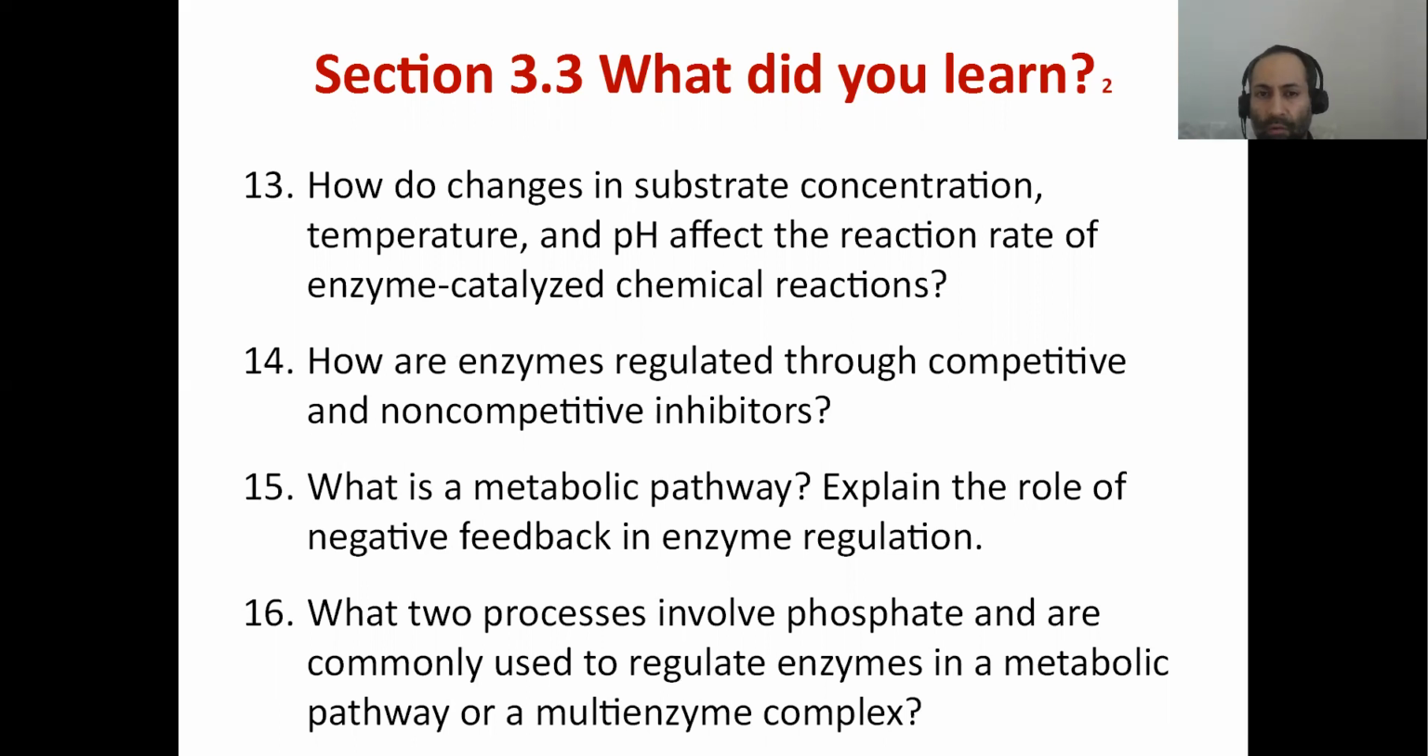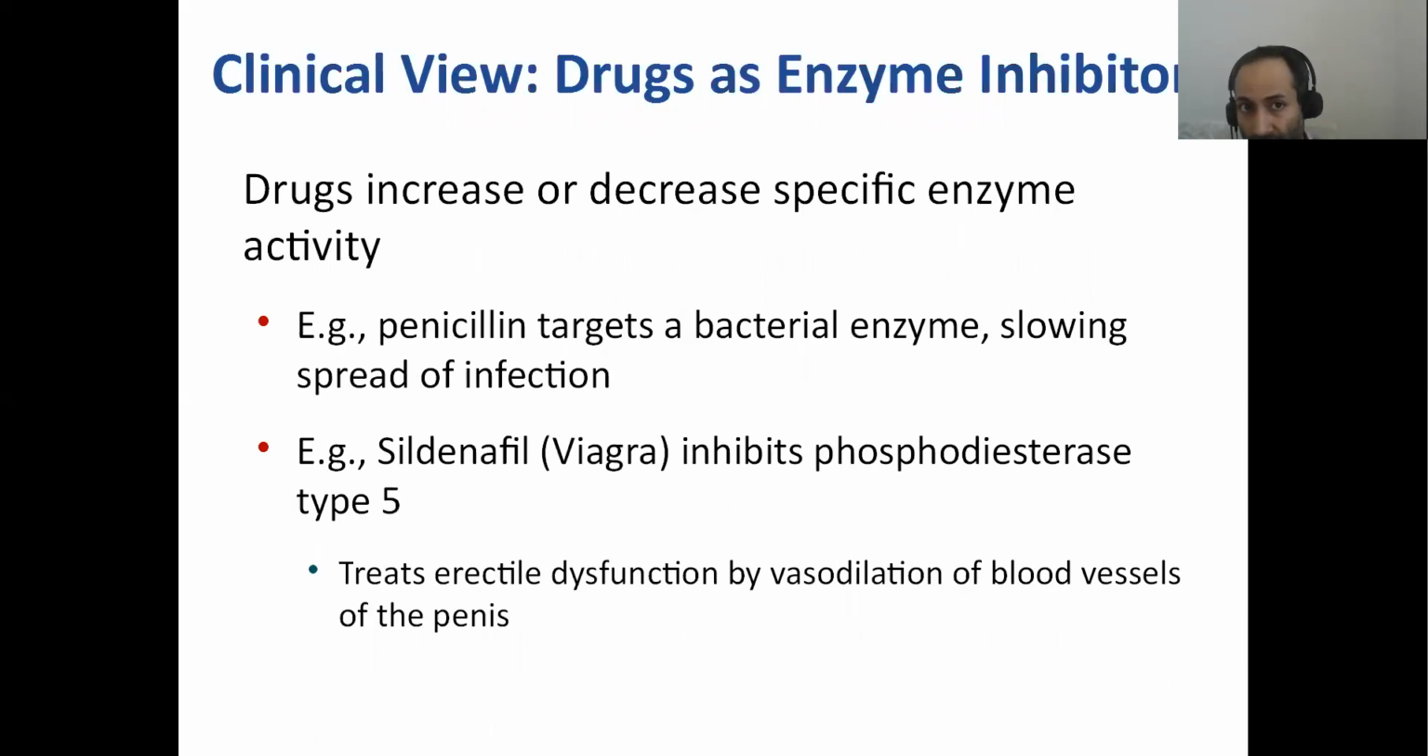How are enzymes regulated? Through competitive and non-competitive inhibitors. Competitive inhibitors bind at the active site, thereby kicking out the substrate, while the non-competitive inhibitors bind at a different site called the allosteric site and do the same. What is a metabolic pathway? How substrates go from enzyme to enzyme till an end product is made, and then negative feedback takes over. What 2 processes involve phosphate and are commonly used to regulate enzymes? Phosphorylation and dephosphorylation.